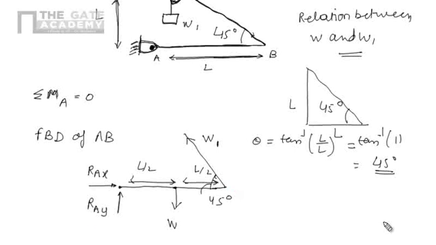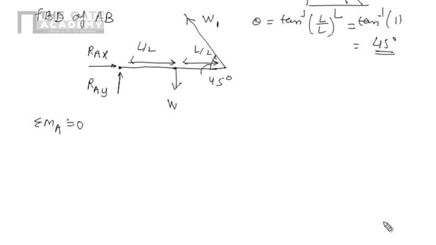Now we can apply the conditions of equilibrium. Remember one thing: before directly applying the conditions, first draw the free body diagram. Now it's very clear. We are interested in the algebraic summation of moments of all the forces about A. At point A there are RAX and RAY, and their lines of action pass through A, so the perpendicular distance is 0 and the moment will be 0.